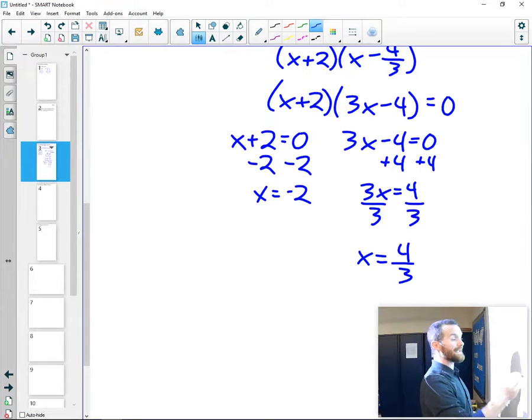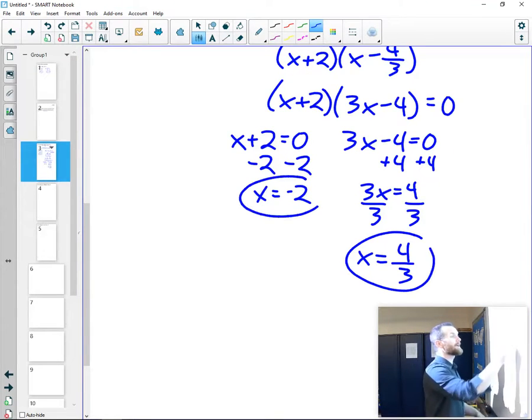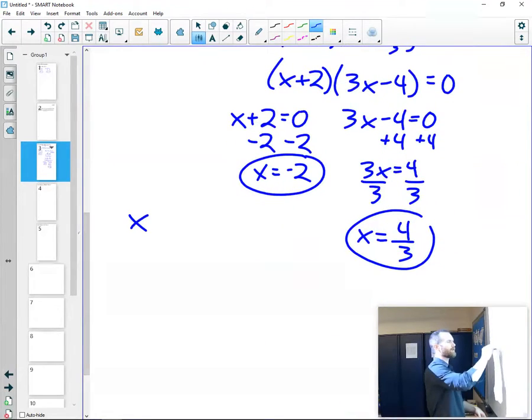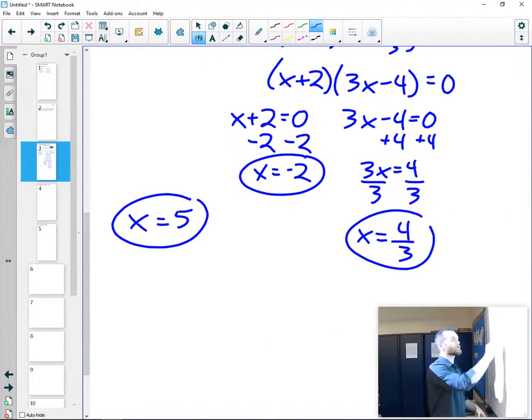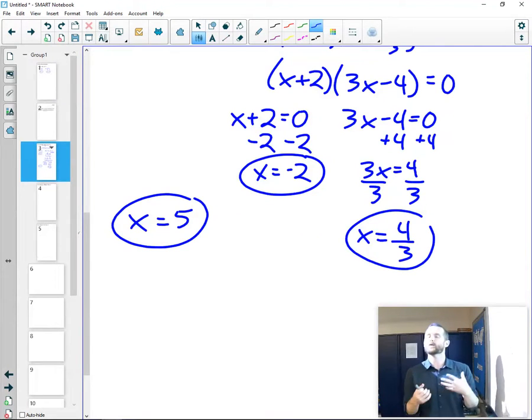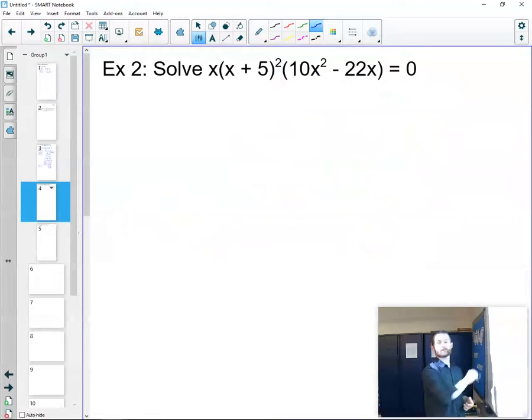So we actually got 3 answers here. x equals 4 over 3, x equals negative 2, and what was the other one? x equals 5. Let's rewrite that one down here so they're all together. x equals 5. Those are the 3 solutions we got for this. So when we have equations that are bigger than a quadratic, that have quadratic expressions within them, we can end up with more than 2 solutions sometimes. Let's take a look at example 2.